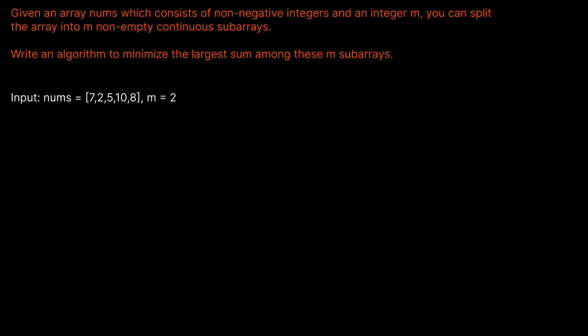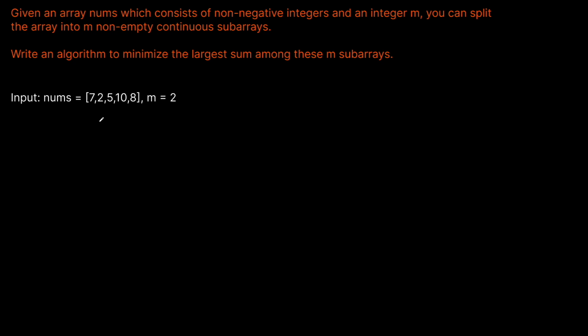Given an array nums, which consists of non-negative integers and an integer m, you can split the array into m non-empty continuous subarrays. Write an algorithm to minimize the largest sum among these m subarrays. So let's look at an example. If we're given nums equals 7, 2, 5, 10, and 8, and we're told that we have to split it into two subarrays, what would be our answer here?